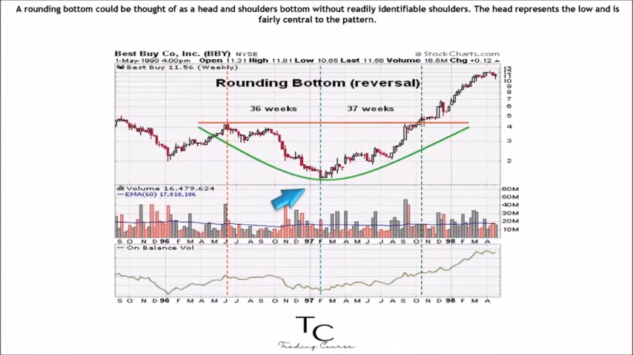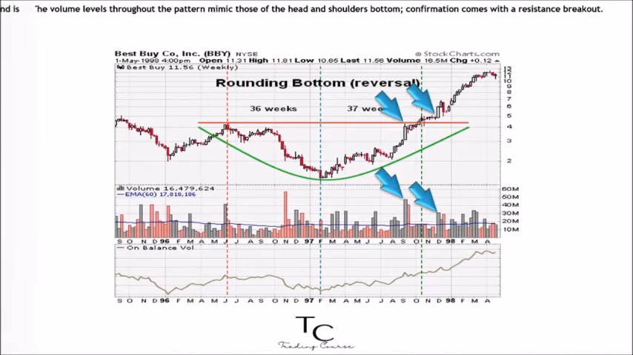A rounding bottom could be thought of as a head and shoulders bottom without readily identifiable shoulders. The head represents the low and is fairly central to the pattern. The volume levels throughout the pattern mimic those of the head and shoulders bottom. Confirmation comes with a resistance breakout.